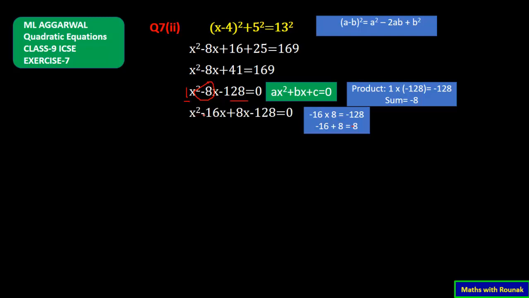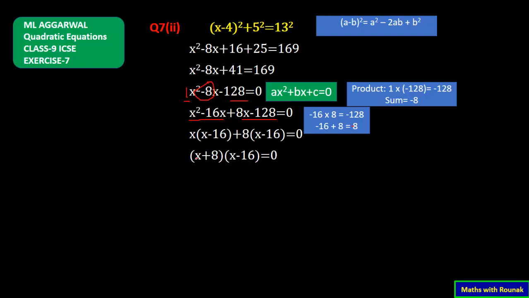So the equation has become x square minus 16x plus 8x minus 128 is equal to 0. We can take x common from the first two terms, and we can take positive 8 common from the last two terms. If we take x common, x will be left in place of x square, and minus 16 will be left in place of minus 16x. If we take positive 8, then x will be left in place of 8x, and minus 16 will be left in place of negative 128. So as x minus 16 is common in both, we can take that out, and the required equation will be x plus 8 in bracket x minus 16 is equal to 0.